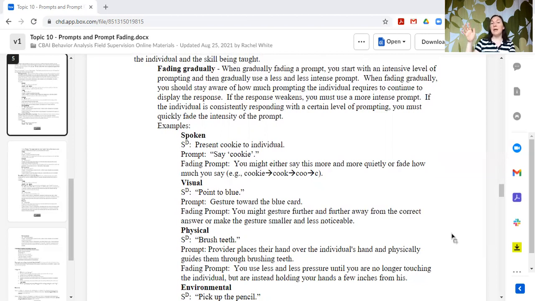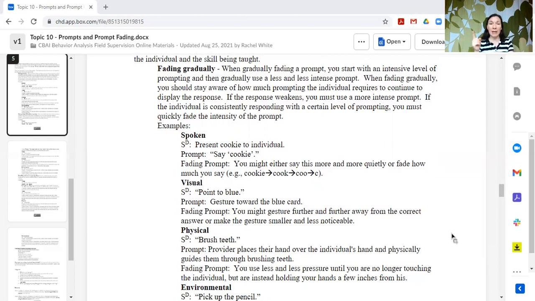So maybe as an example, somebody might think that they should use a physical prompt and then go to a model prompt and then a spoken prompt and then independent. But physical, model, and spoken prompts are different types of prompts and may or may not all control that behavior. We need to, when we're selecting our prompt initially, choose the least intrusive, best prompt that already evokes that behavior.